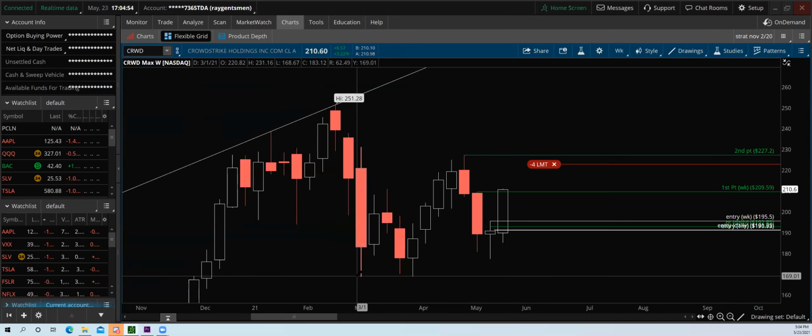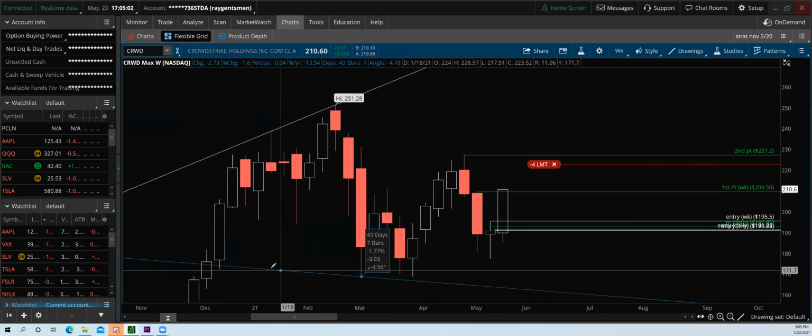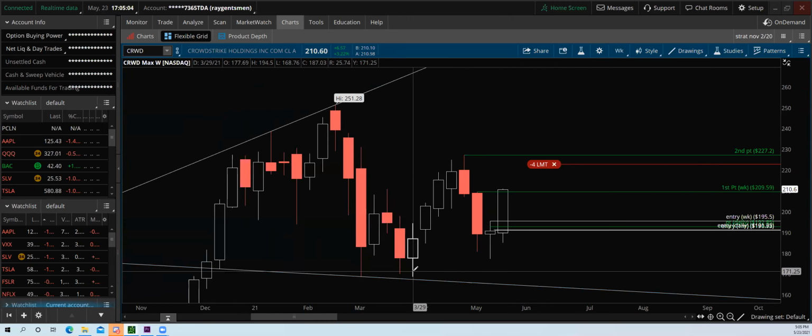So if I plot the low too, price came down and took out this pivot. This was the last pivot it took out before it reversed back to the upside. So I would draw from here to here.